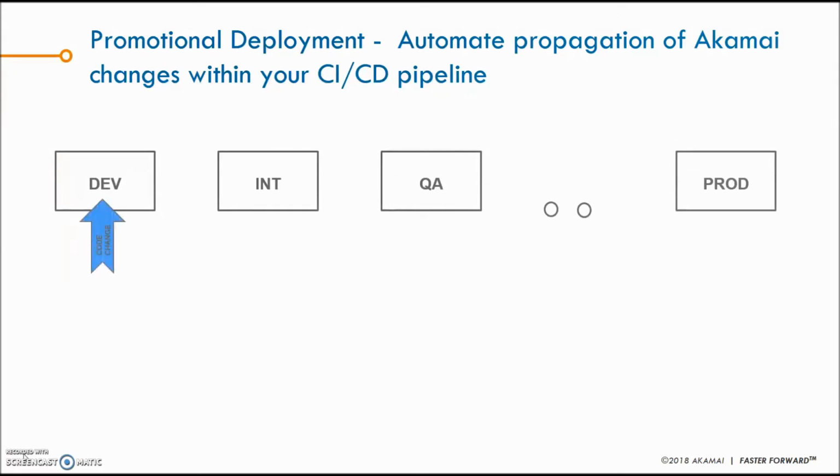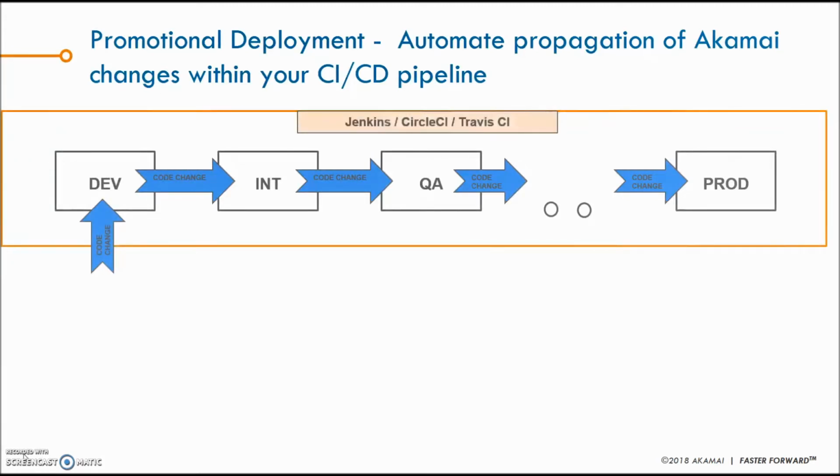A developer will make a code change in the dev environment, test it out, promote it to the integration environment, test it out, promote it to the next environment, and so on and on until eventually making it out to production. Continuous integration essentially is iterating upon and automating this whole pipeline with some kind of a build automation tool. Jenkins, Circle CI, Travis CI, pick your favorite tool over here.